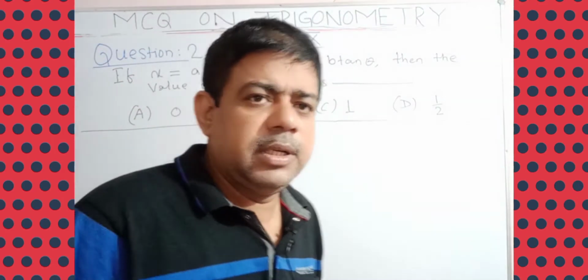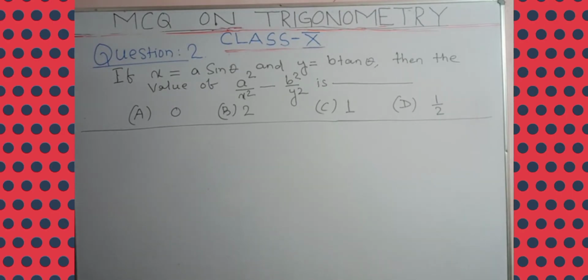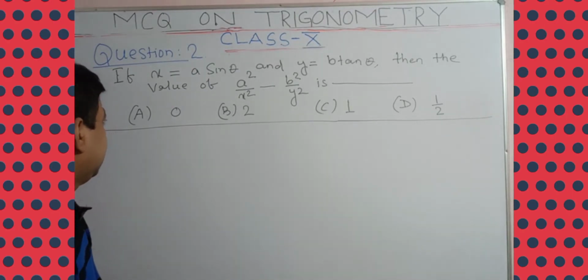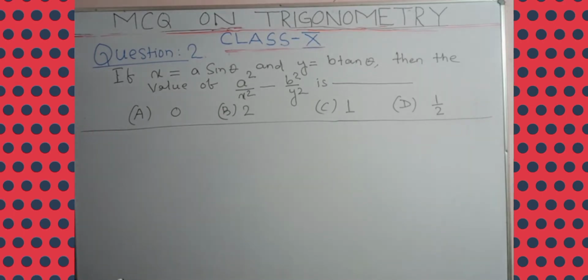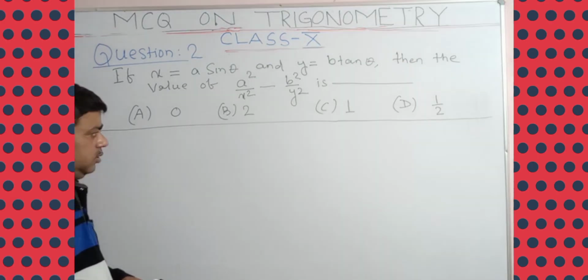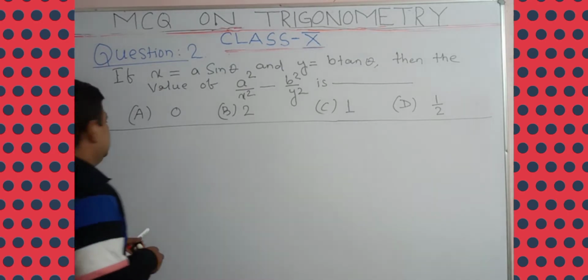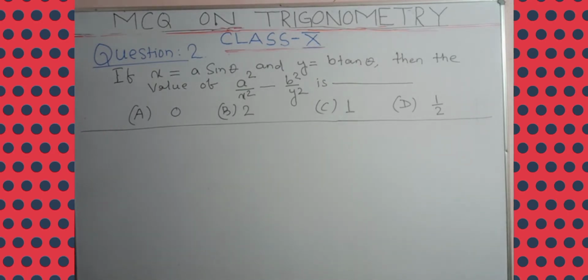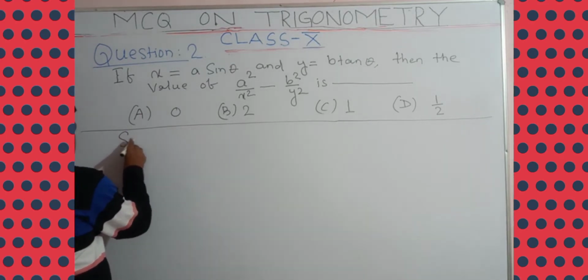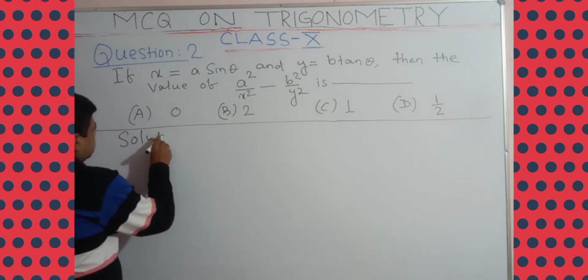Okay, next question is if x is equal to a sin theta and y is equal to b tan theta, then the value of a square upon x square minus b square upon y square is: option A 0, option B 2, option C 1, and option D 1 upon 2. Right? Okay. Understand? So let us find the solution. Which is the correct option?